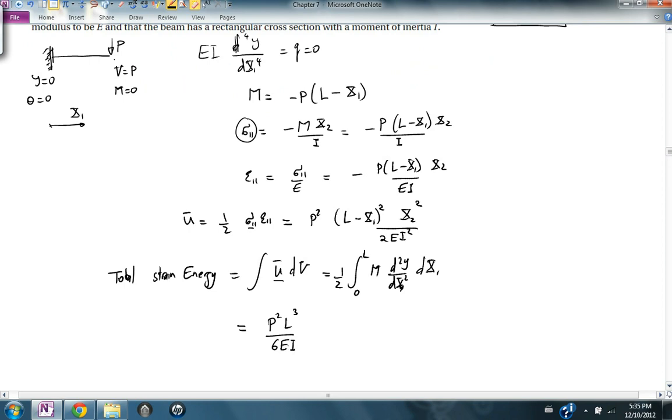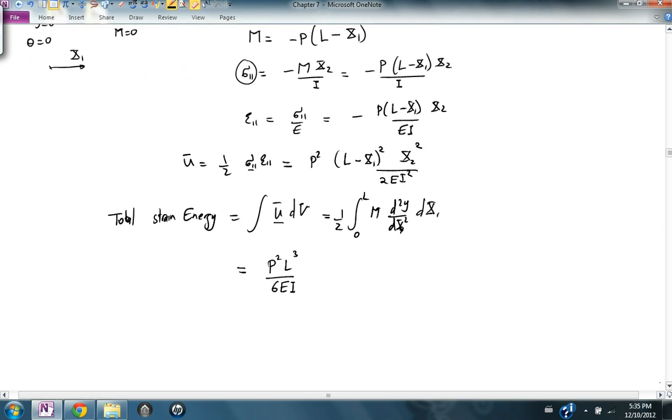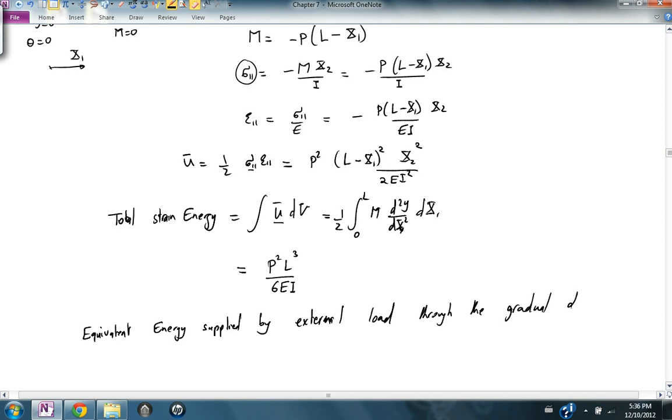Now notice that this energy is equivalent to the energy supplied by the external load through the gradual displacement of the beam.